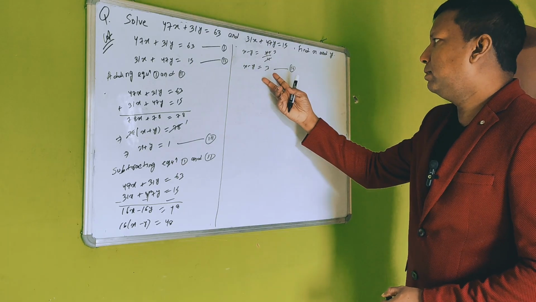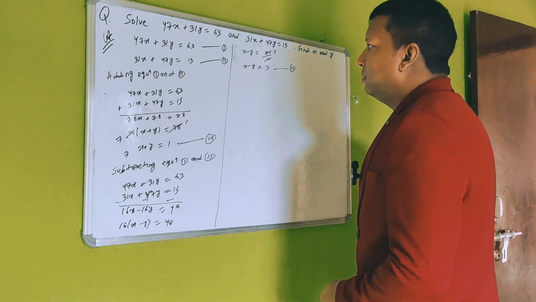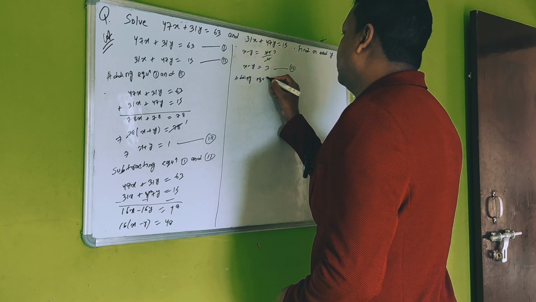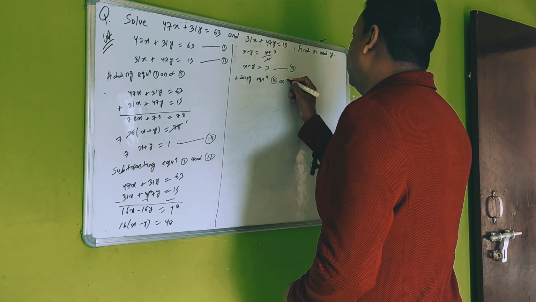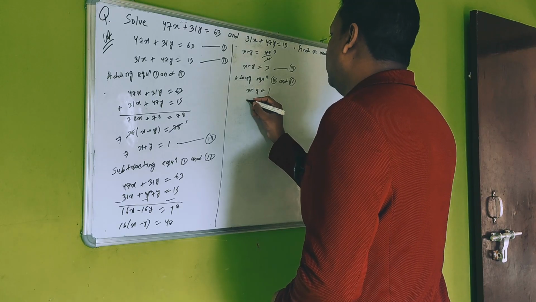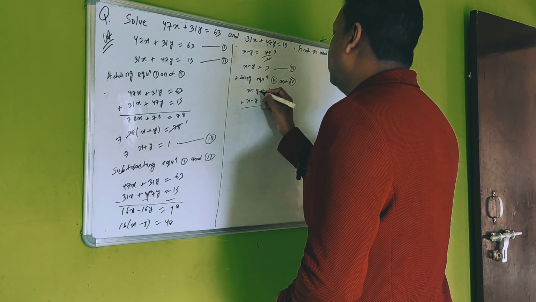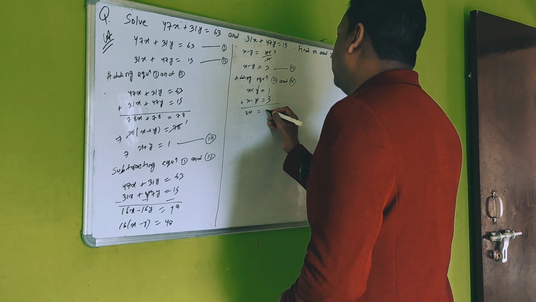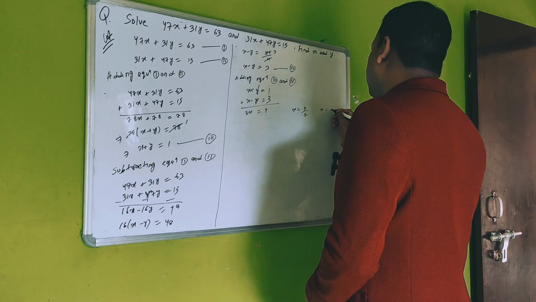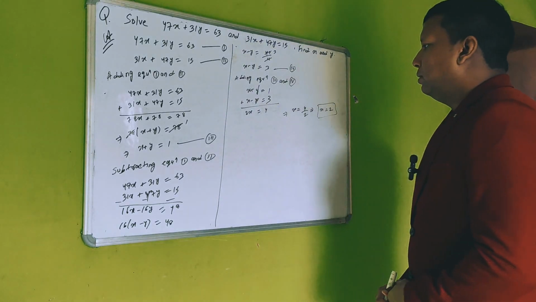After that, simply you need to add equations 3 and 4, then y cancels, and you can get the x value. So now, adding equation 3 and 4. Equation 3 is x plus y equal to 1, and x minus y equal to 3. So y cancels, x plus x is 2x, and here 4. So x equal to 4 by 2, and now x equal to 2 is the answer.